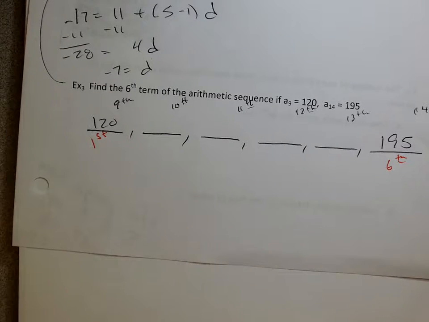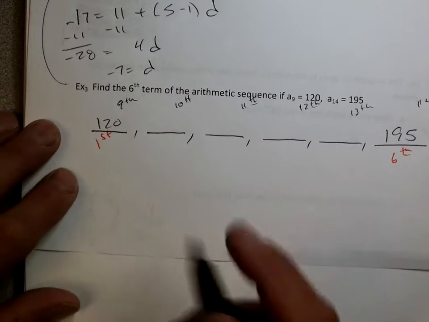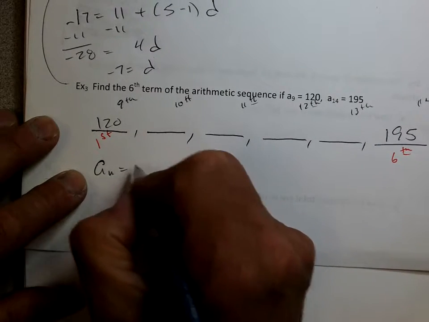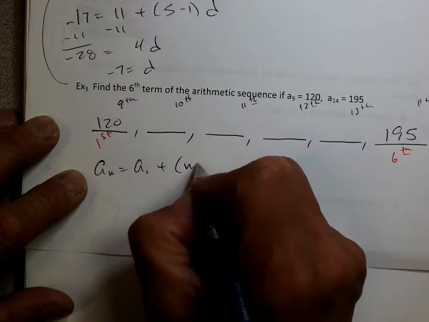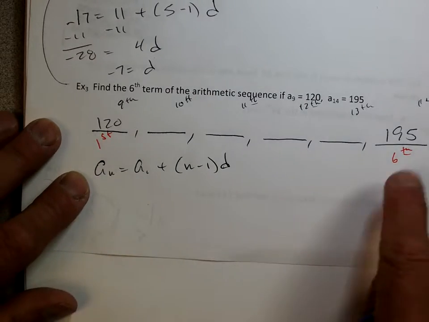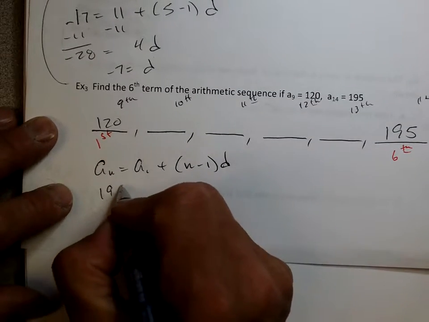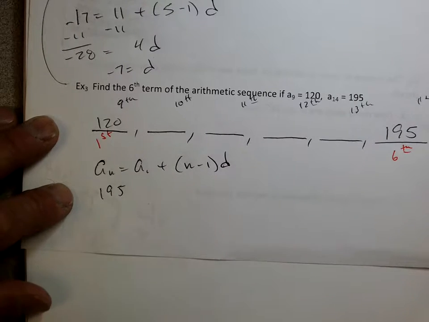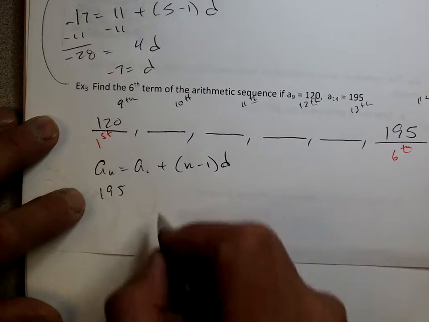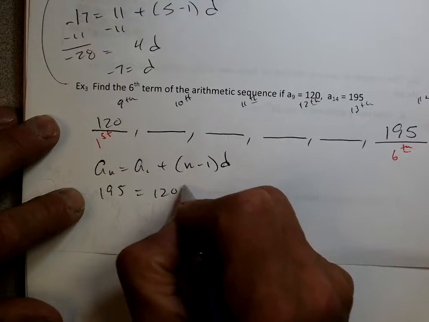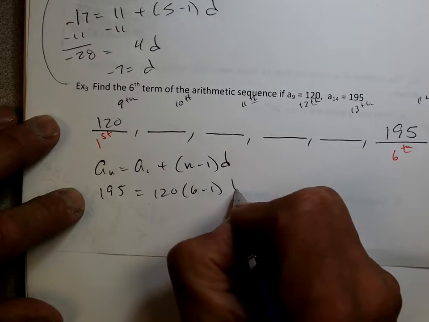And then I'm going to find out what D happens to be, and then I can work my way backwards. Okay, so I'm going to use my A of n equals A1 plus n minus 1 times D. I'm going to put 195 as my sixth term. Sixth term is equal to 120 plus 6 minus 1 times D.